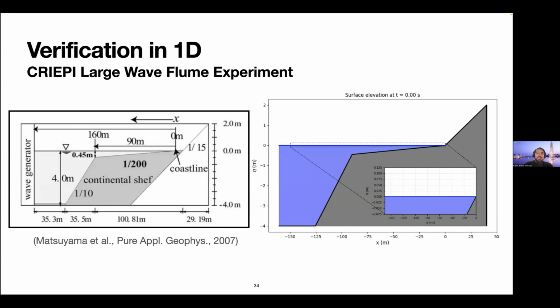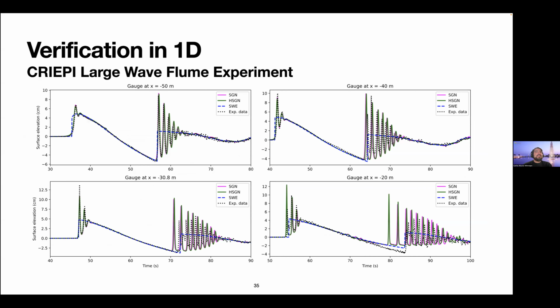Another 1D verification test. This is a large wave flume experiment which tries to mimic the interaction of a soliton with a continental shelf. At the bottom, at the right, you have a box with a zoom-in solution. And we can see that there is some dispersion that we want to resolve for this problem. And here's the solution, different gauges, a comparison with experimental data.